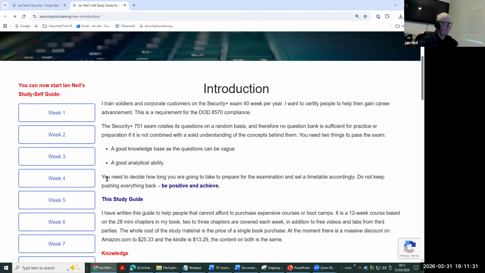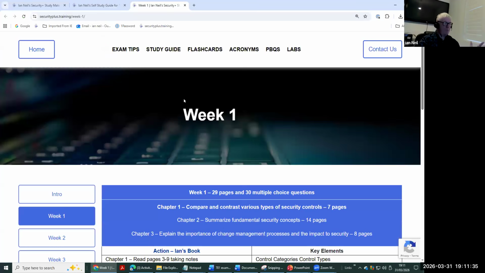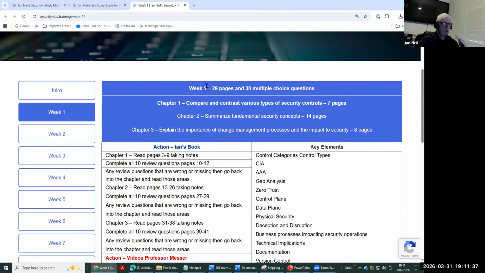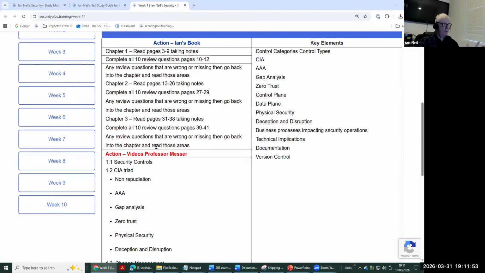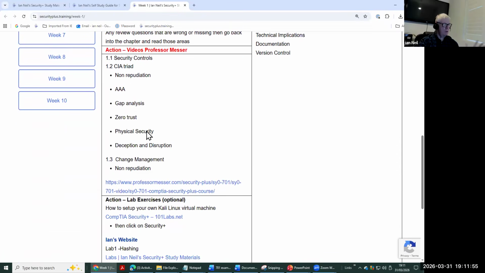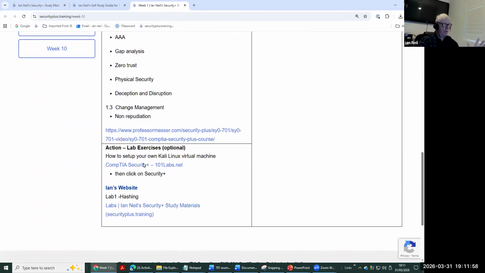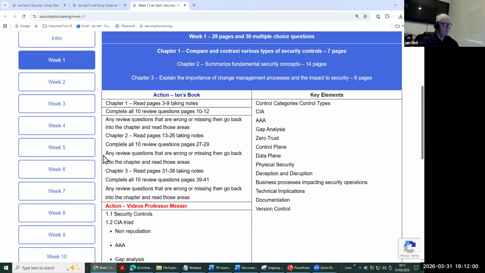Let's go through and have a look at week one, for instance. My week one would tell you it's only 29 pages and 30 multiple choice questions. I'm doing chapters 1, 2, 3 from the book. So you get some idea about what you need to read and what you need to do. I've also got key elements on that side. Then I've got the videos to watch with a link. I've then got practicals for you to do.